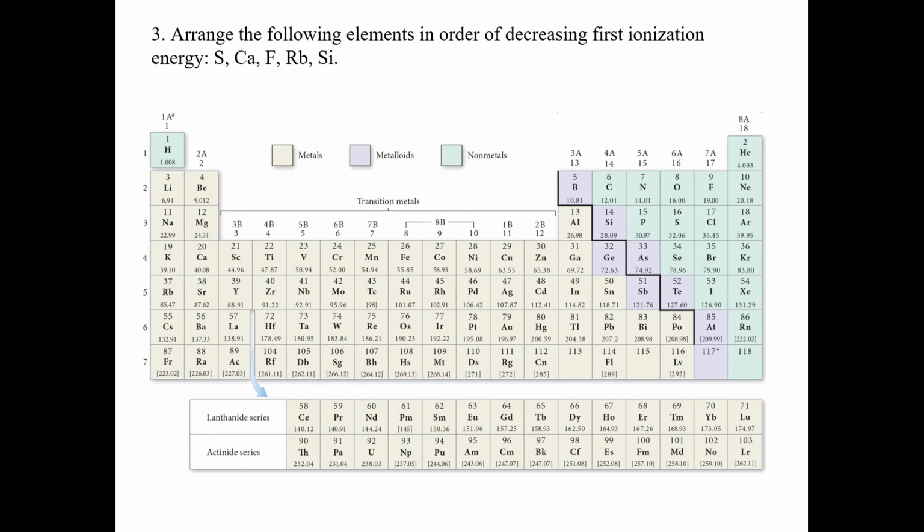You're going to arrange these 5 elements based on decreasing first ionization energy. So the last element that you're going to write has the smallest first ionization energy. Please pause the video, use the periodic table to help you out, and when you're ready for the answer, click play.